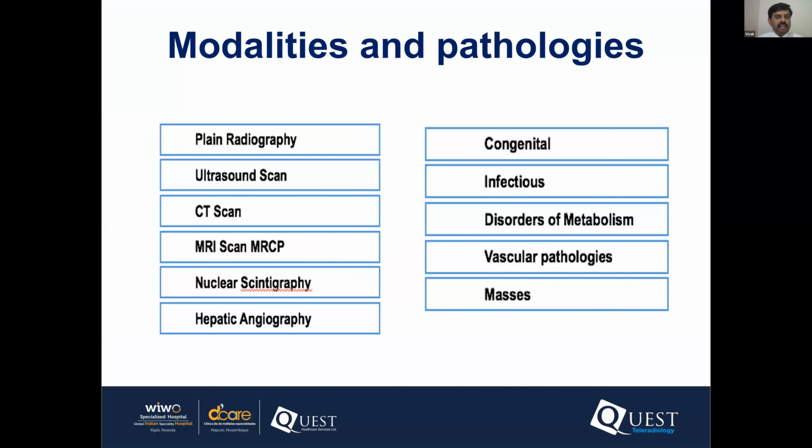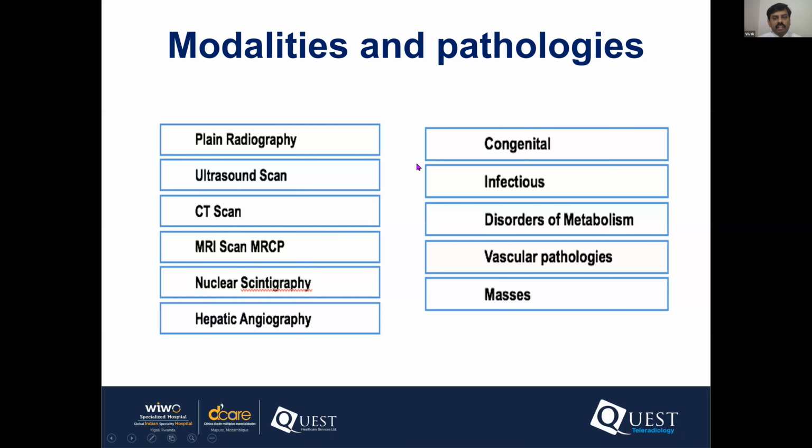The hepatobiliary system is an important part of the digestive system. It consists of the liver, gallbladder and the biliary tree. So here on this slide, we have got the modalities and the pathologies listed over here. The common ones are the plain radiography, ultrasound scan, CT scan, MRI scan and MRCP. And advanced imaging methods are scintigraphy and hepatic angiography. So I will be basically talking on the radiography, ultrasound, CT and MRI features.